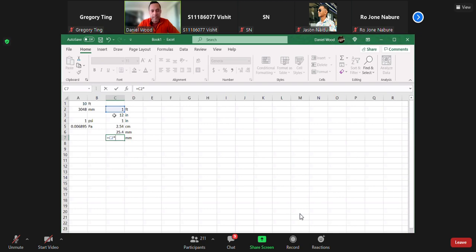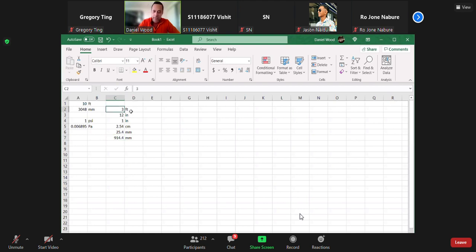So it's feet, then multiplied by inches, then multiplied by 25.4. Now that converts whatever I have in feet into millimeters, correct? So then I hit enter. So 1 foot is equal to 304.8 millimeters. Now if I change it to 3 feet, it automatically updates to 914.4 millimeters.